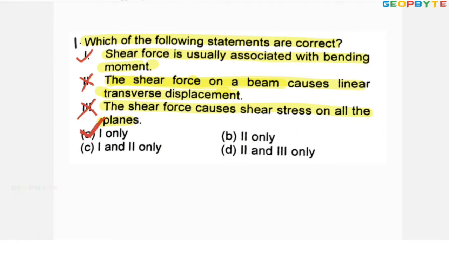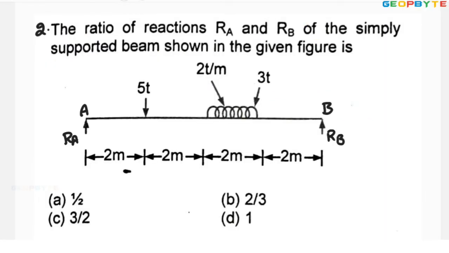I hope you clearly understood. Let us go for the second problem. Look at the second problem. The ratio of reactions RA and RB of the simply supported beam shown in the given diagram. Look at the diagram. The reaction at A is given as RA and the reaction at B is given as RB. You are asked to find the ratio between RA and RB.